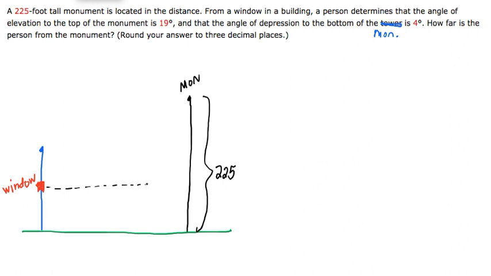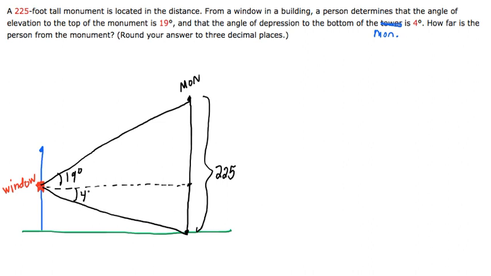If they look straight across, we'll say that's parallel to the ground. Now, from there, the angle of elevation to the top of the monument is 19 degrees. So if he looks up, that angle right there is 19 degrees. And the angle of depression to the bottom of the monument is 4 degrees. Okay, so my diagram is not to scale, but that is okay. The question is, how far is the person from the monument? That's what is this distance? So let's call that x.